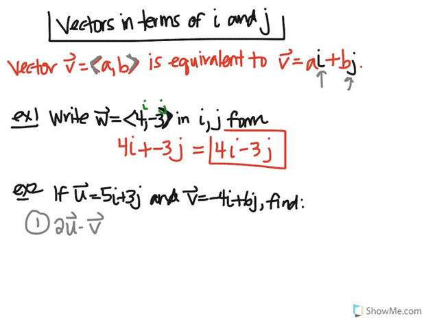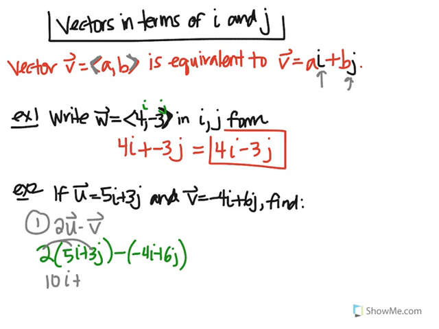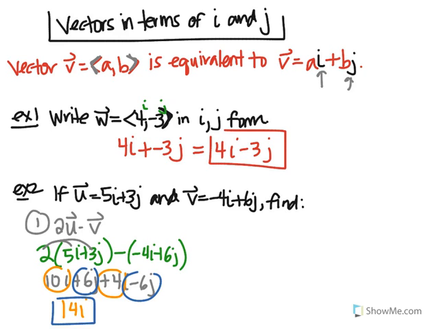In this next example, if vector u is equal to 5i plus 3j and v is equal to negative 4i plus 6j, I want you to find each of these. First, 2 times vector u, so you get 2 times the quantity 5i plus 3j, and you subtract off vector v, which is negative 4i plus 6j. Distribute the first part out, so you have 10i plus 6j, and then minus a minus turns plus 4i, and then minus 6j. Combining like terms, we get 10i plus 4i, or 14i, and combining the j components, you end up getting 0. So the final answer would be just 14i.